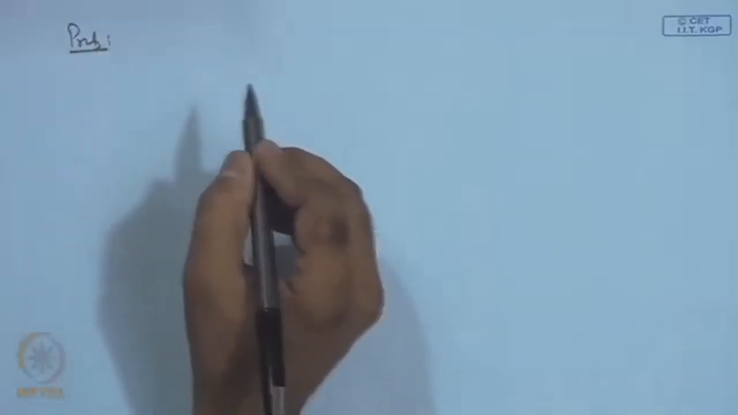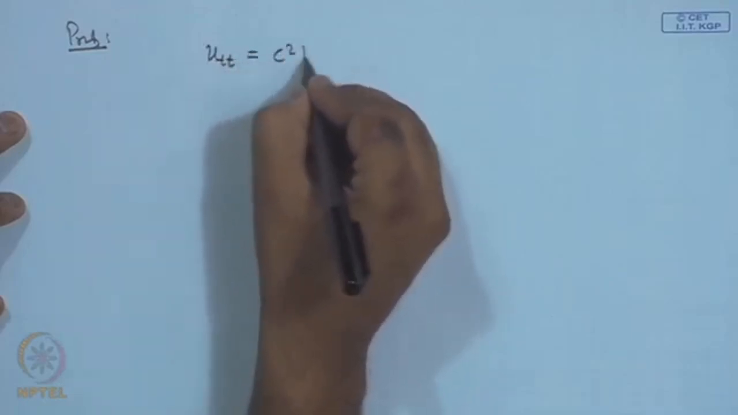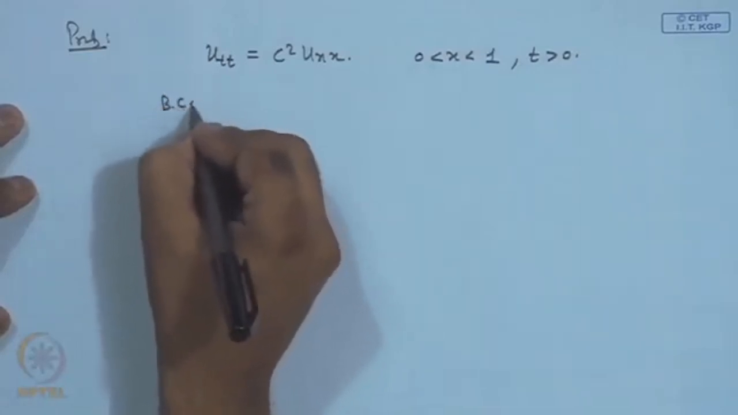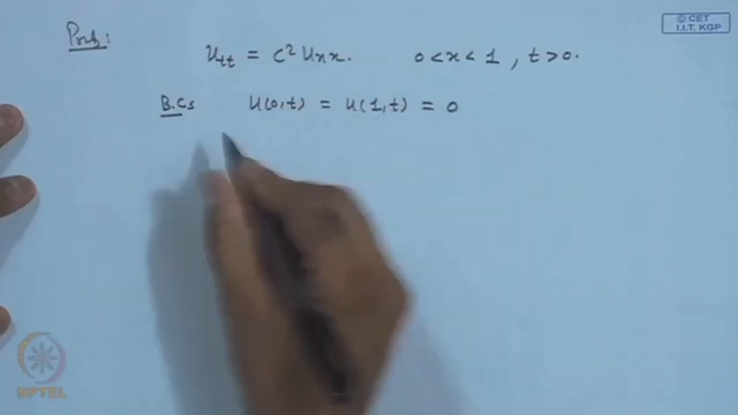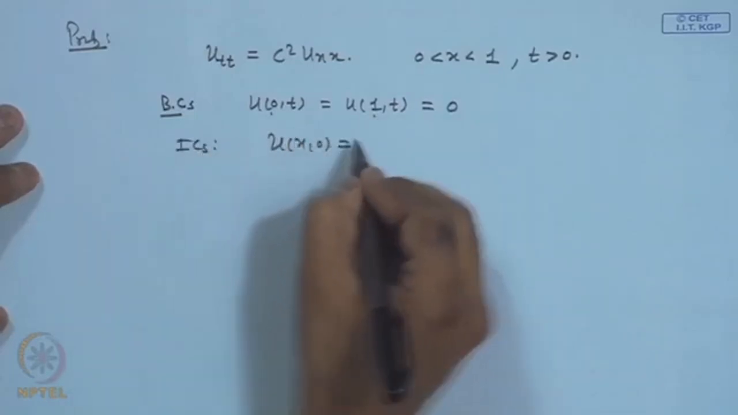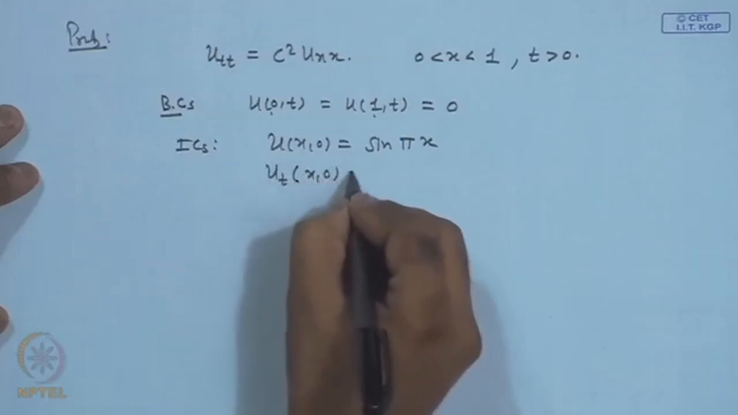Now we come to the last example of this lecture, and that is again a wave equation problem. So we have the equation u_tt is c square u_xx, where x is between 0 and 1 and t is positive. The boundary conditions are u(0,t) and u(1,t), so at this end and this end it is 0, and the initial conditions are u(x,0) is sin pi x, and u_t(x,0) is 0.